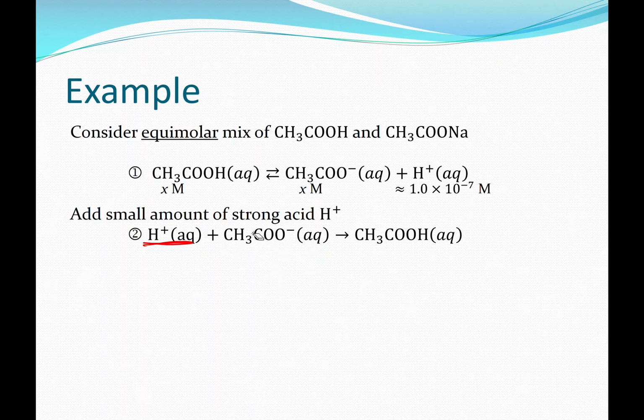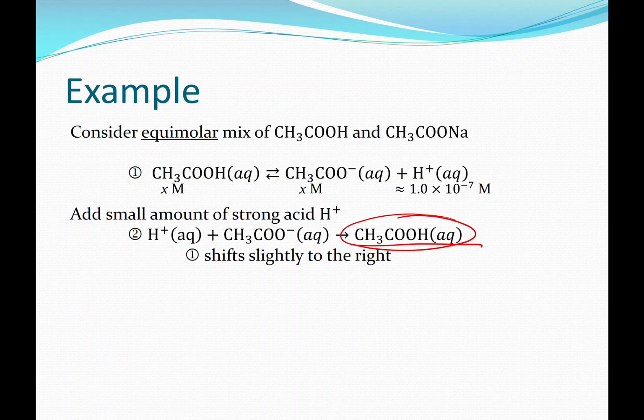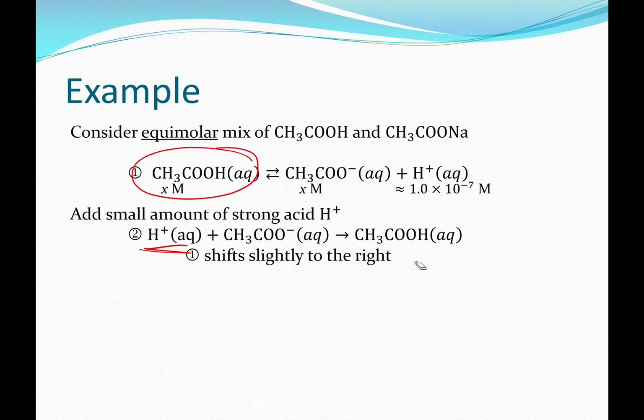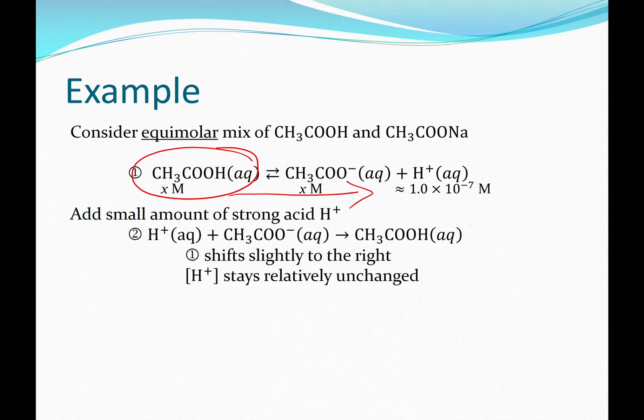And so that H plus is going to react with some acetate. It's going to create acetic acid. And basically we're back into this equilibrium that we dealt with already. And so you're going to have basically a creation of some extra acetic acid by adding that H plus. If you have extra acetic acid, that would be like adding a reactant to our equilibrium. And what that's going to do is it's going to shift our equilibrium towards the products. And we're not going to change this H plus concentration very much at all.